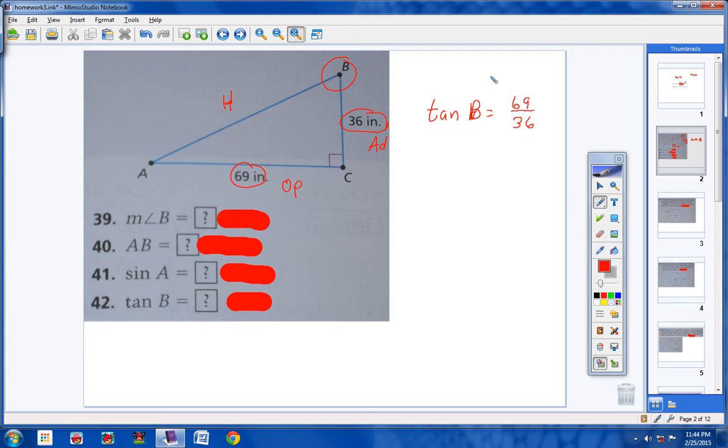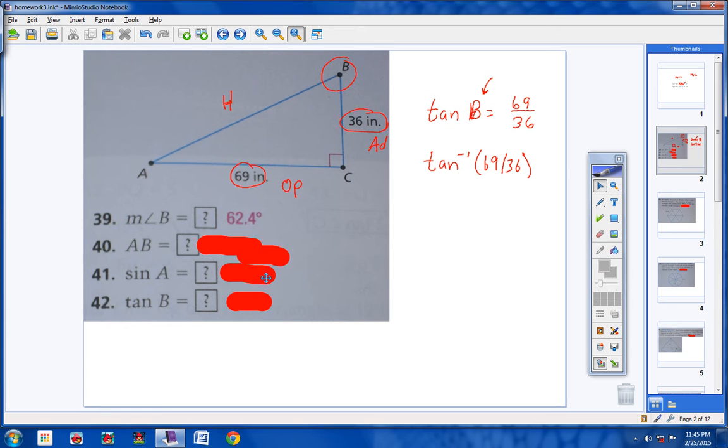Alright, now we're looking for an angle, correct? So if we're looking for an angle, then we use the inverse tangent button. So with your calculator, you want to hit inverse tangent. So this pops up, and then I would use parentheses, and I would type in 69 divided by 36, okay? Let me quickly do that with my calculator, and we'll see if we get the correct answer. Hopefully we will. And the answer is 62.4 degrees.